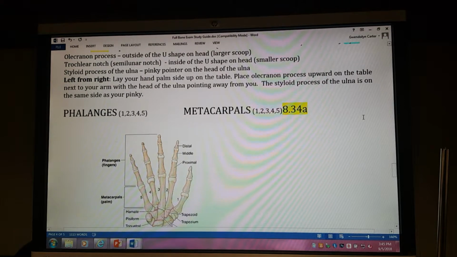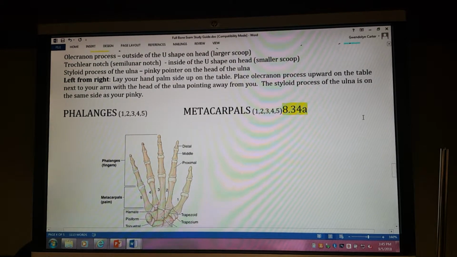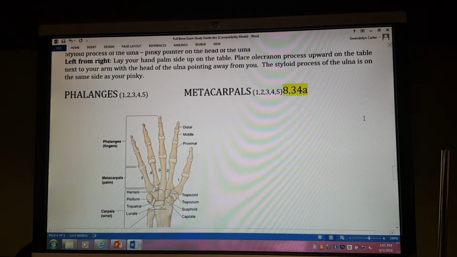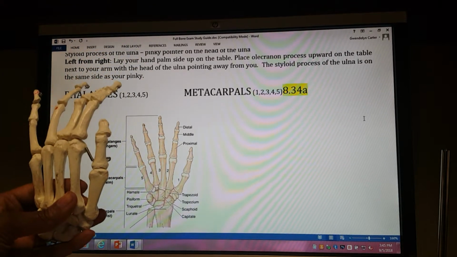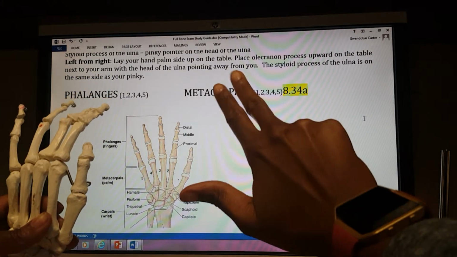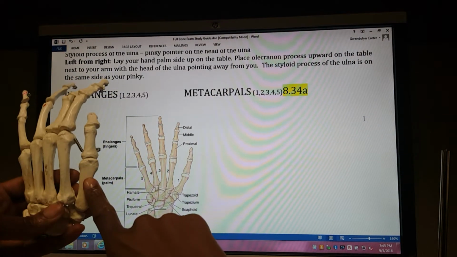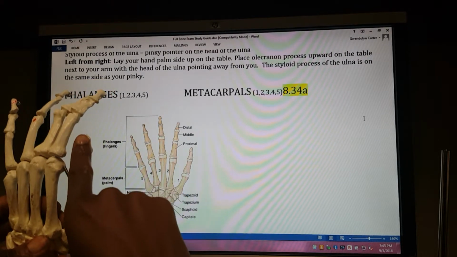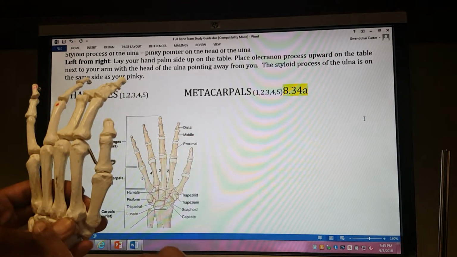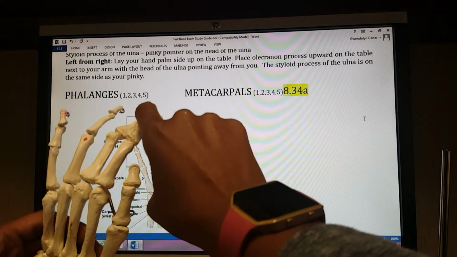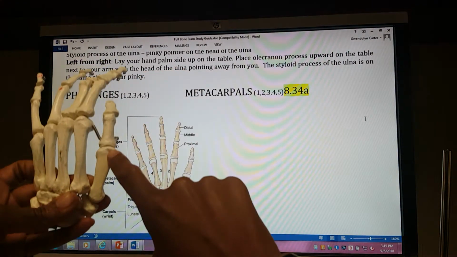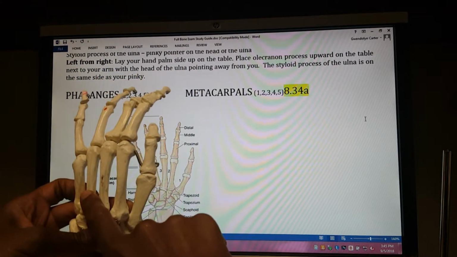For the rest of your bones, they have a fairly simple naming system. With your metacarpals, starting from your thumb, those that took French and maybe Spanish did this too, where you start counting with your thumb. Thumb, those bones are going to have the number 1 as part of their naming system. Index finger, 2. Technically your middle finger, 3. Ring finger, 4. Pinky finger, 5. So 1, 2, 3, 4, 5.